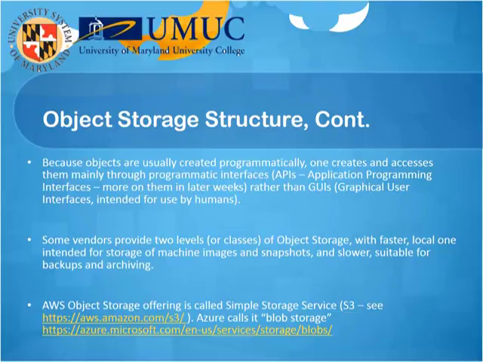Amazon Web Services object storage offering is called Simple Storage Service, or S3. See the link provided for more information. Microsoft Azure calls it Blob Storage. See this link for more information about it.